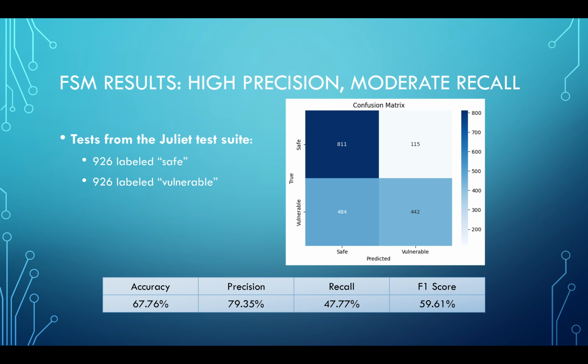However, we are pretty good at spotting safe files when they are truly safe. Now, 811 out of a total 926 samples were correctly identified as safe. So we're good at finding safe functions, and when we do say something is vulnerable, we're usually right. So overall performance is not great, but there's a lot more in the details here, more than just the surface level scores.